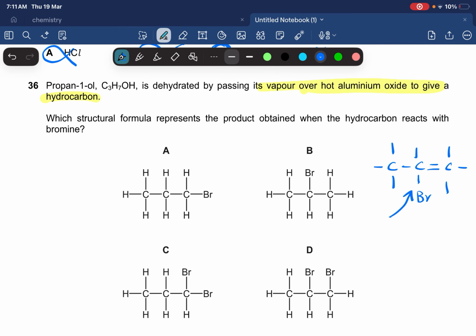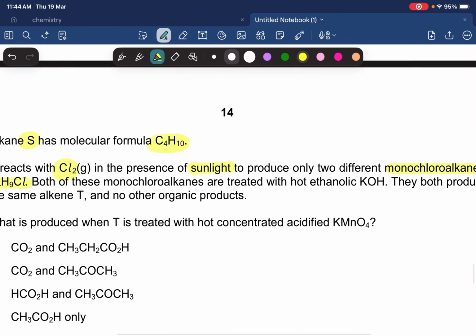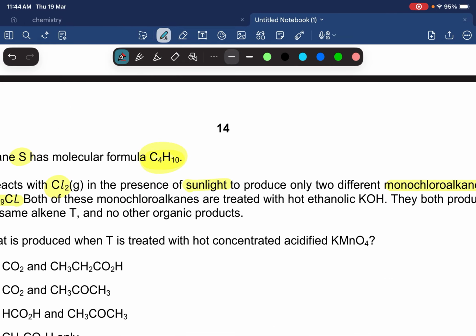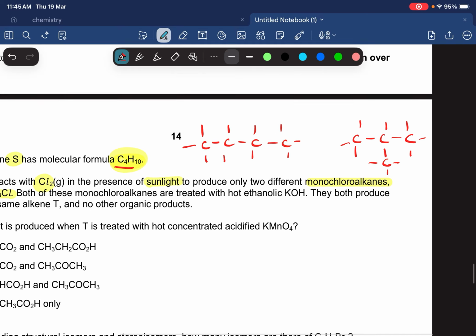Simple. Alkane S has the molecular formula C4H10. S reacts with Cl2 in the presence of sunlight to produce only two different monochloroalkanes, C4H9Cl. How many structures can we make with the molecular formula C4H10? The first is a straight chain alkane, which is butane. The second, we can add a branch on the second carbon and make methylpropane, something like this.